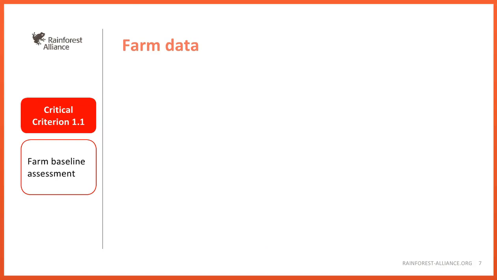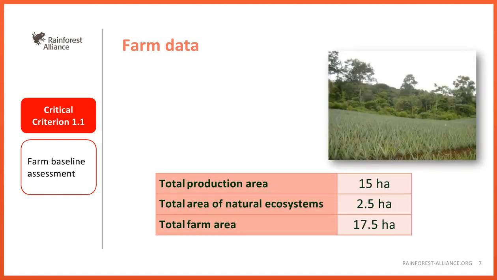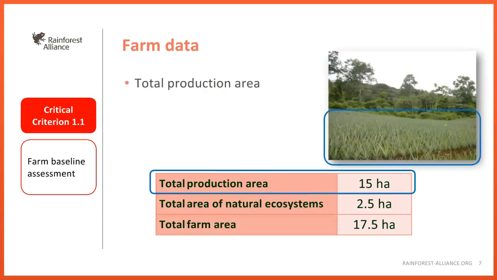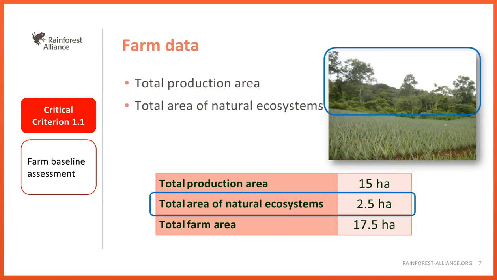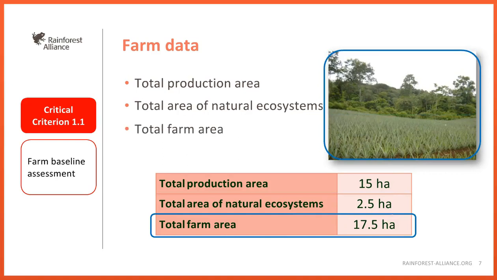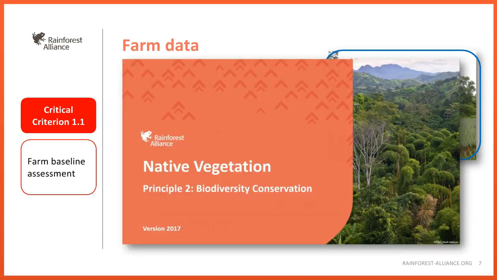Lastly, you also need to prepare farm data that shows the total production area, the areas that are used for agricultural production, the total area of natural ecosystems, the areas such as streams, forests, and rivers, and the total farm area. This information is very important to assess whether you meet the criterion in Principle 2 about native vegetation cover on the farm. For the details, please visit Module 5 on native vegetation.